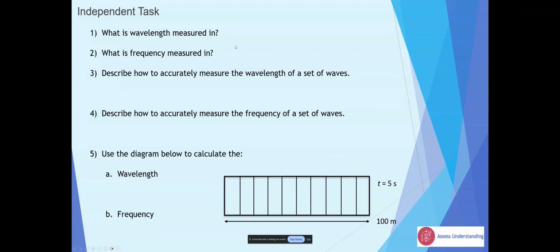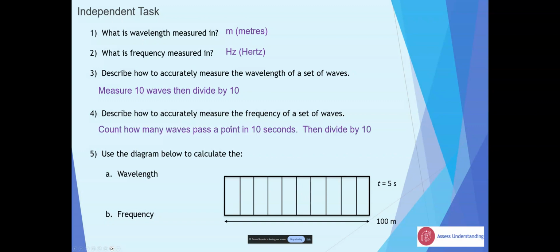Wavelengths are always measured in meters because it's a length. Frequency is measured in hertz. Describe how to accurately measure the wavelength of a set of waves. Measure 10 waves and divide by 10. How could you accurately measure the frequency? Count the number of waves in 10 seconds, then divide by 10.